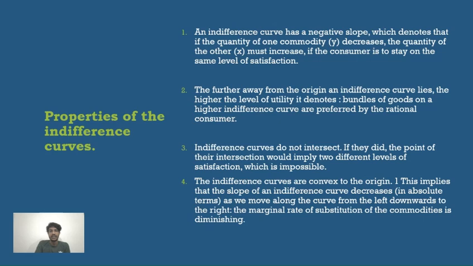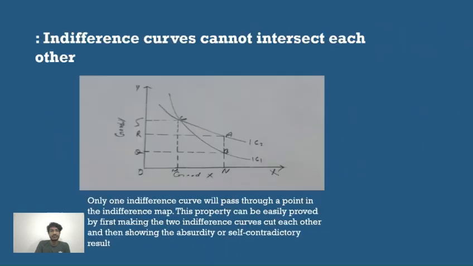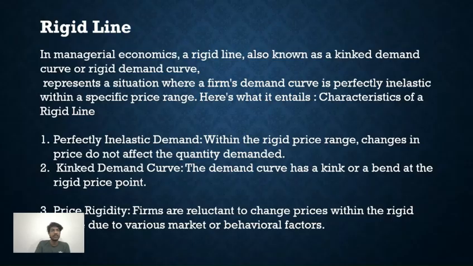Indifference curves do not intersect. If they did, the point of their intersection would imply two different levels of satisfaction, which is impossible. The indifference curves are convex to the origin. This implies that the slope of an indifference curve decreases in absolute terms as you move along the curve from the left downwards to the right. The marginal rate of substitution of the commodity is diminishing. Here the indifference curves can't intersect each other. Here is the graphical representation of why they can't intersect.